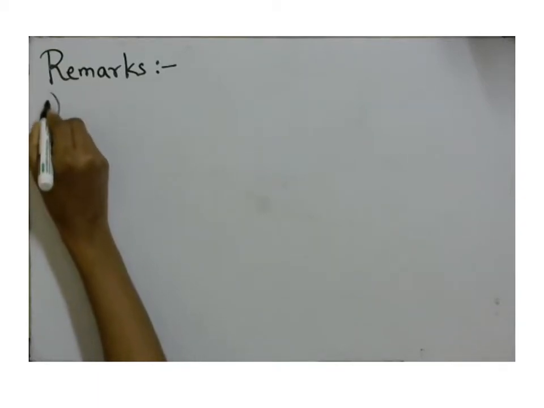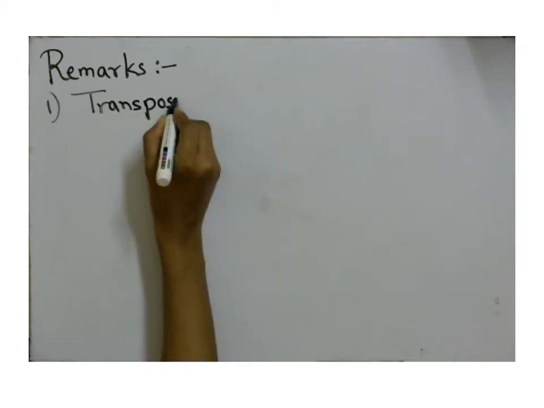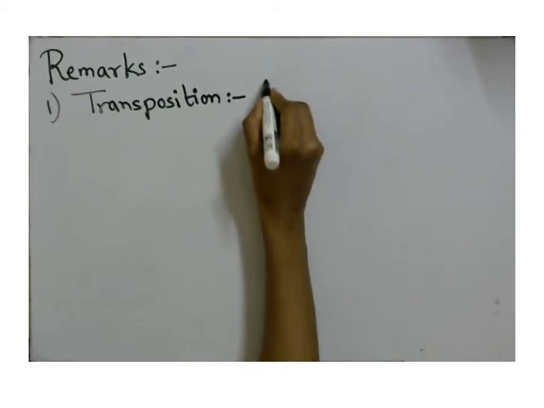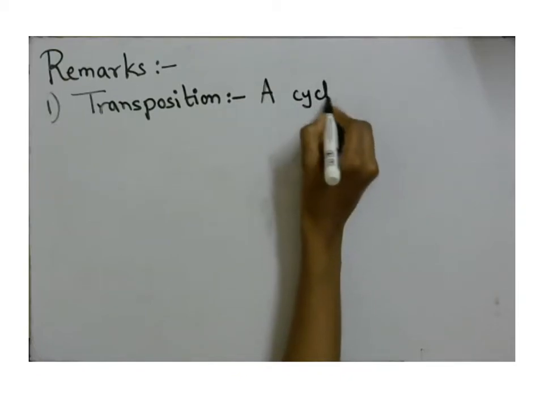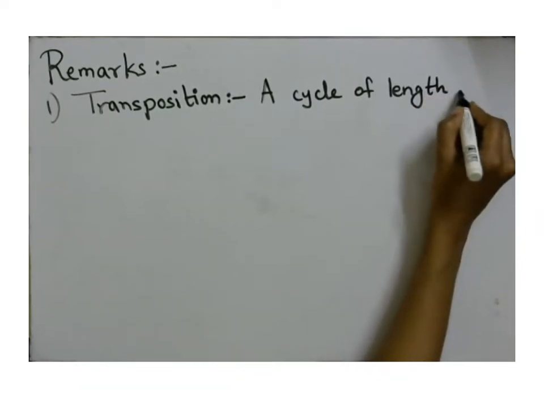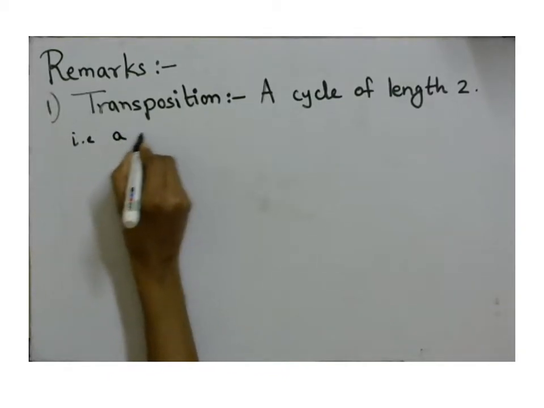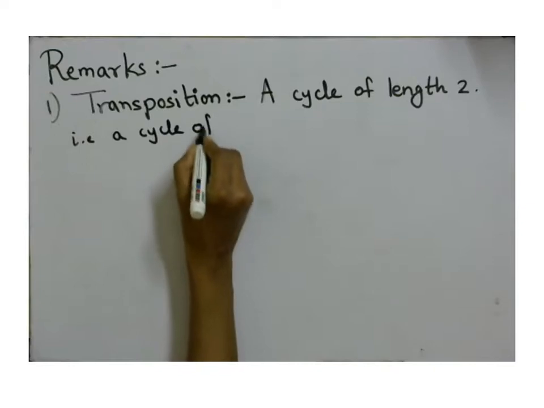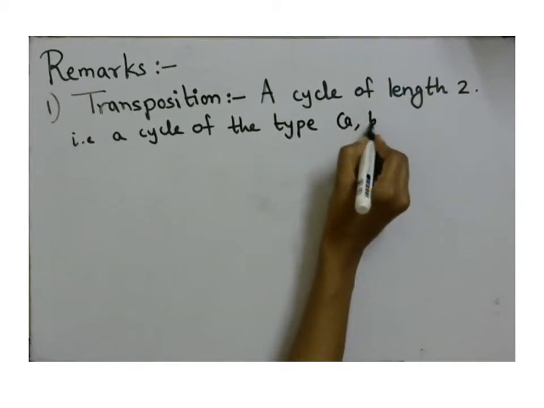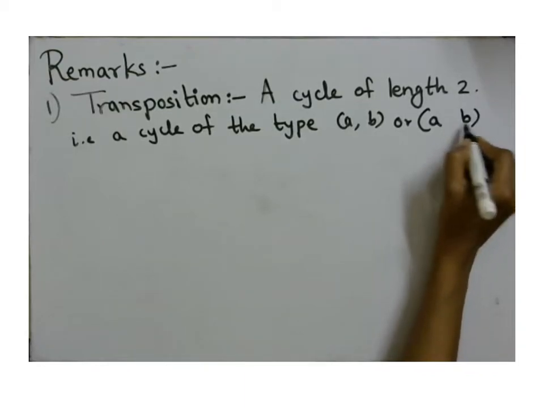So, the first remark is the definition of transposition. What do we mean by a transposition? A transposition is nothing but a cycle of length 2, or a 2-cycle is called a transposition. That is a cycle of the type (a, b), or sometimes the notation is written like this, (a b) with a space in between.